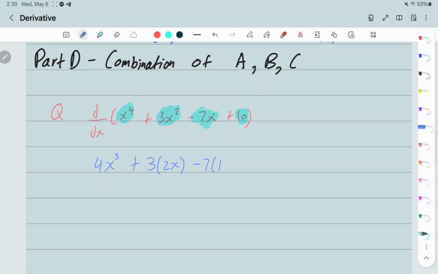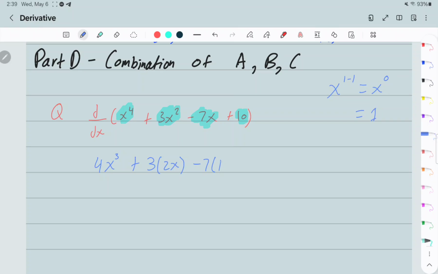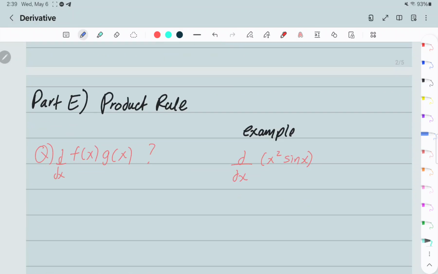And x^(1-1), now notice this, x^(1-1) gives you x^0. And anything raised to the exponent 0 is 1. So that's why you just say it's 1. And then the constant is just 0. So now if you just further simplify, you start to notice it's 4x cubed plus 6x minus 7. That's it. The other thing is a product rule.